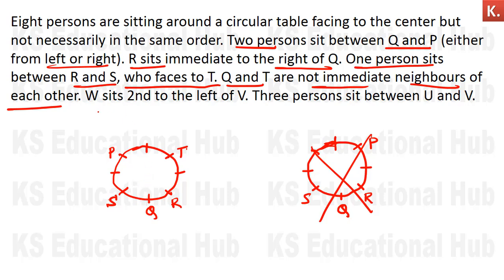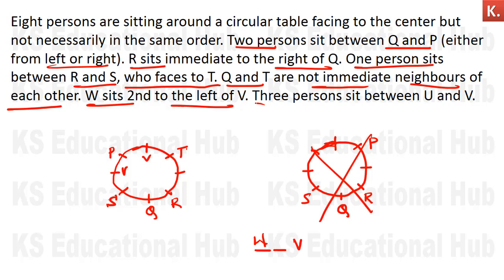The next one is W sits second to the left of V. V's second left has to be W. If I place V here, because this person is facing the center, this person's left is this. So V second left, 1, 2, W can be here. If V is here, 1, 2, W can be here. So V can be at this place or at this particular place.